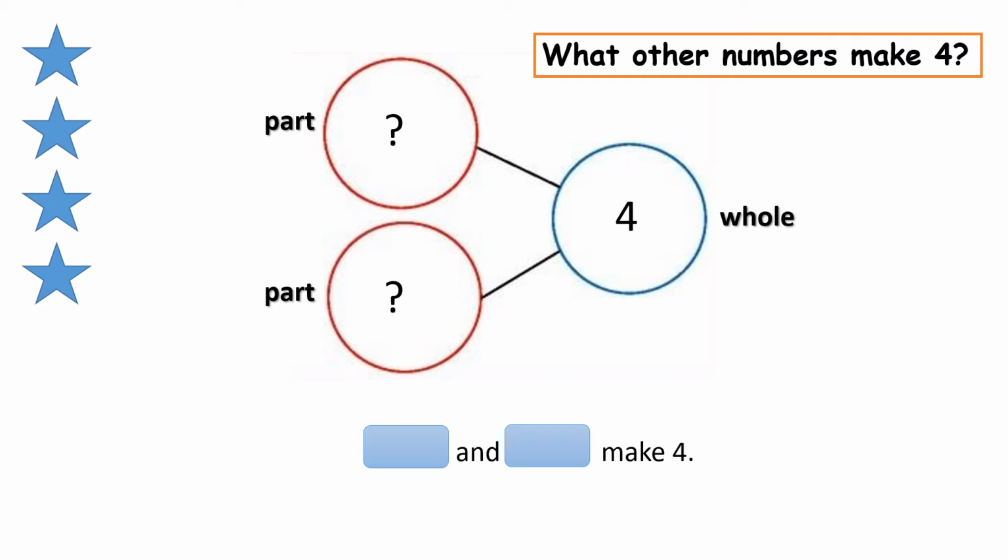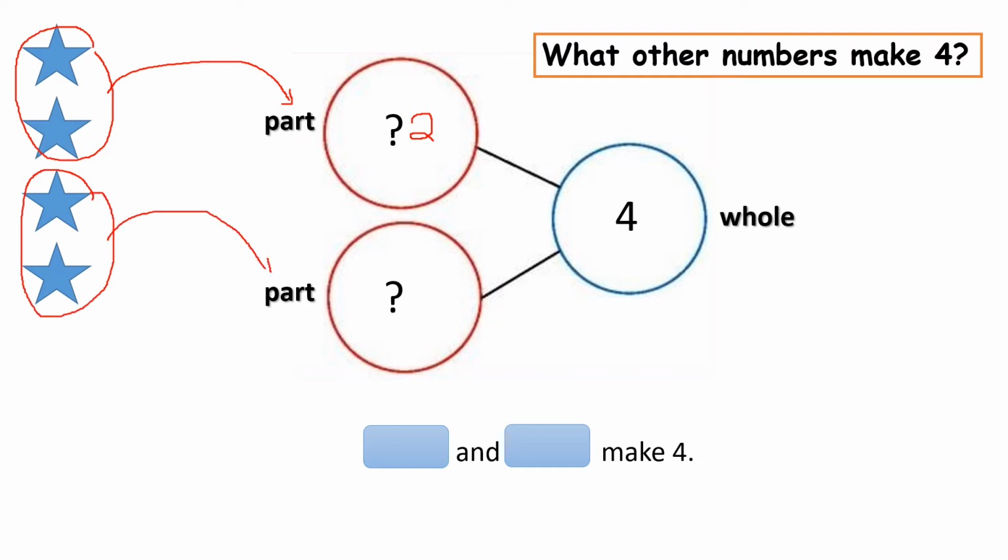Let's make another new way to make 4. Just now we had 1 in this part. So now we can try to have 2 stars in this part. So this part is 2. Then the rest of the stars will go to this part. So in this part there are 2 stars. So looking at the number bond, we can see that 2 and 2 make 4.